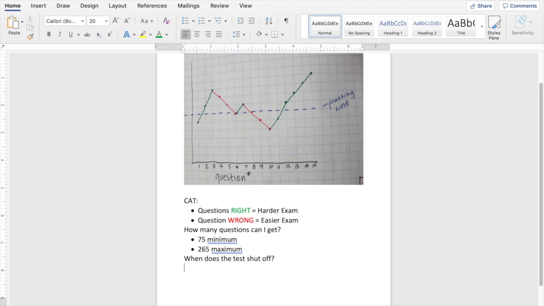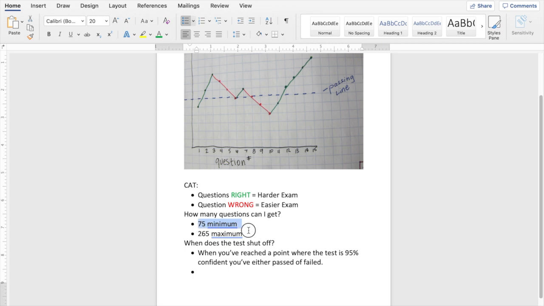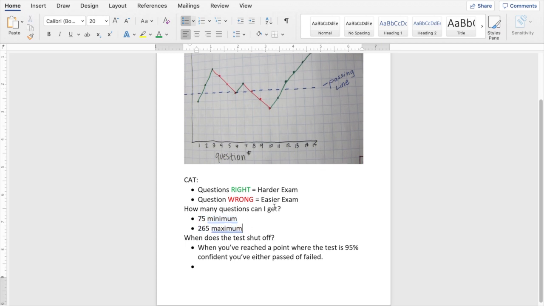Going off this, one of the other most common questions is, when does the test shut off? And like I said before, the test will shut off when the test is 95% confident that you have either passed or failed. So that means that when you are in the right and wrong pattern for enough time for the test to decide that you are passing or failing. This pattern can start anywhere from the 75 mark or the 265 mark, and it can happen anywhere in between.